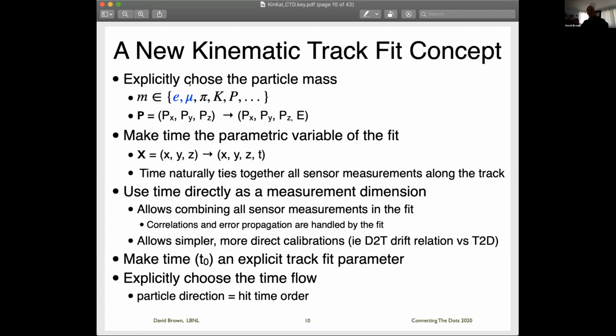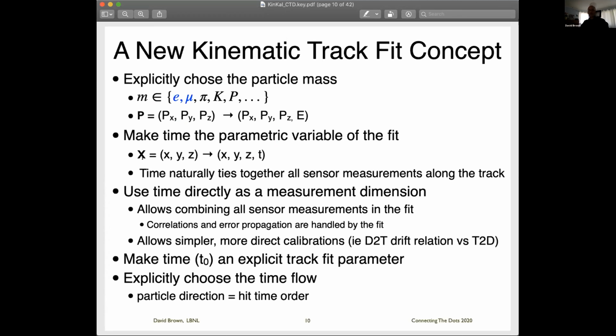So yes, we would choose the mass of the particle ab initio when we start the fit. In our case, we really only care about electrons and muons, but the concept is obviously extensible. And what that really means is that we're getting 4-vectors out. We've got a Lorentz invariant way of expressing the results of the fit. But along with that, we're going to make time the key measurement, the key parameter of the fit.